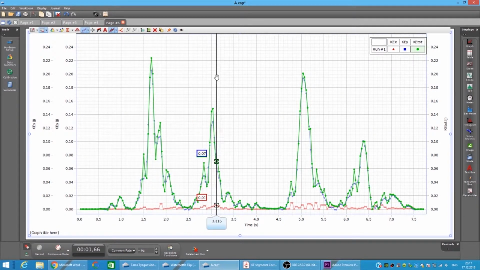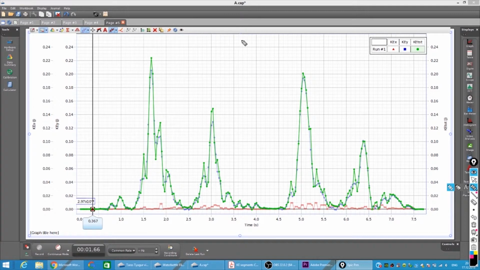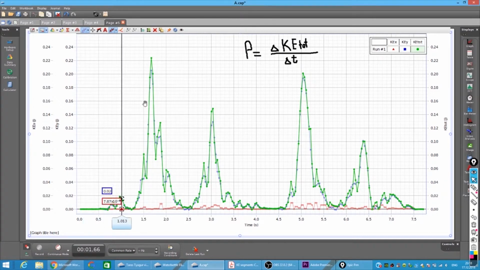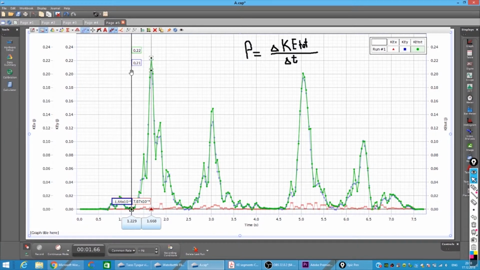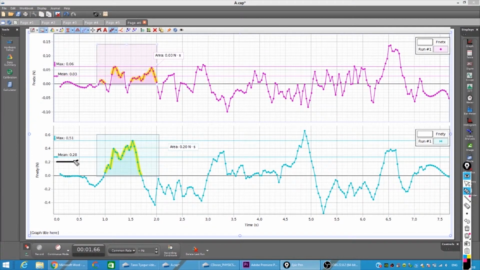Here is another graph. It gives us information about the change in kinetic energy in both directions and also the total change. This will help me to calculate how much power is generated during the throw, which gives a half of a watt. Here is the net force over time graph. It tells us the average net force and change in momentum in both x and y directions.